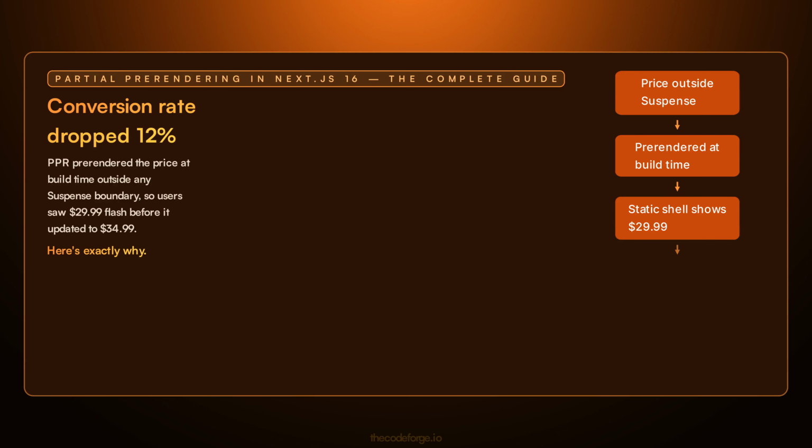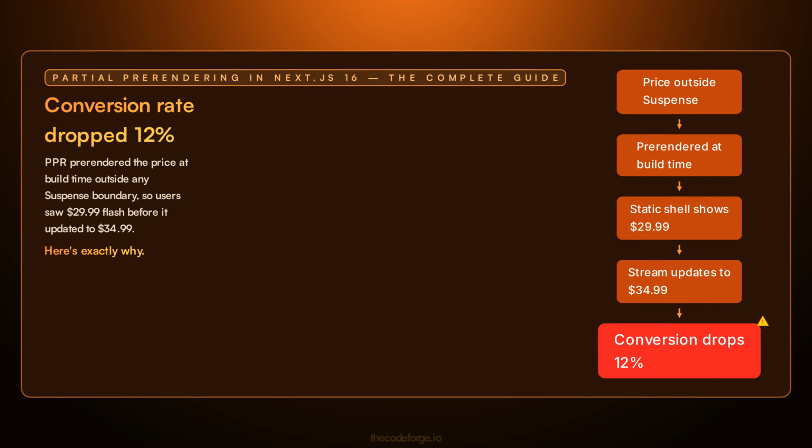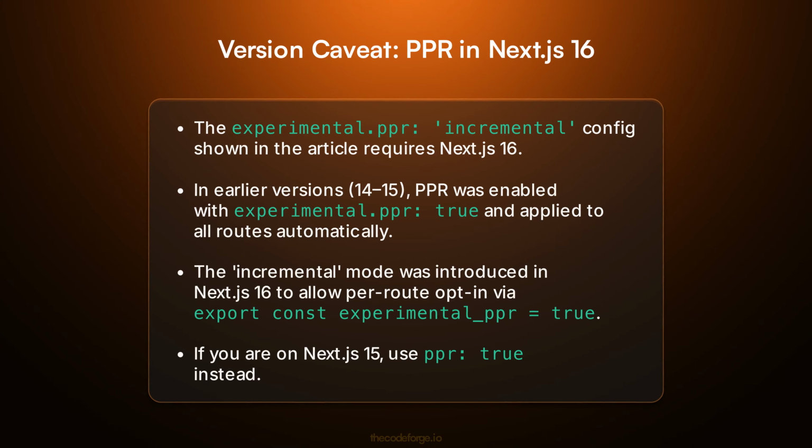Conversion dropped 12% after deploying PPR. Users saw a flash of $29.99 before the price updated to $34.99. The problem? The price was rendered outside any suspense boundary, so PPR baked it into the static shell at build time. The experimental PPR.